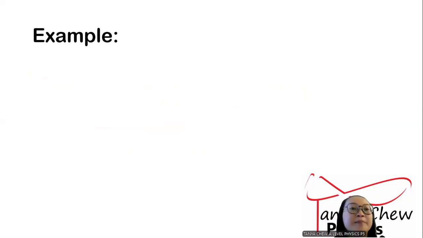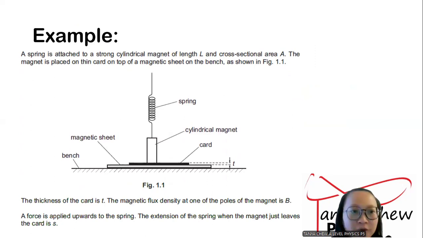Now, let me give you one example from the past years. This is one of the past year questions. A spring is attached to a strong cylindrical magnet of length L and cross-sectional area A. The magnet is placed on a thin cord on top of a magnetic sheet on the bench, as shown in Fig 1.1. They have already drawn everything for you. The thickness of the cord is T. The magnetic flux density at one of the poles of the magnet is B. Remember, magnetic flux density means magnetic field strength.